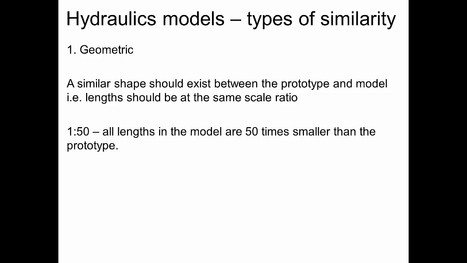So let's look at some models. So we can have a geometric type of similarity. So it means a similar sort of shape or dimension should exist between the prototype, the big thing, and the model, which is our small thing. So we can scale up geometrically. So a unit of length in the model is equivalent to X units of length in the prototype. So we're all familiar with geometric scaling, so 1 to 50, things like maps. So all the lengths in the model are 50 times smaller than the prototype.